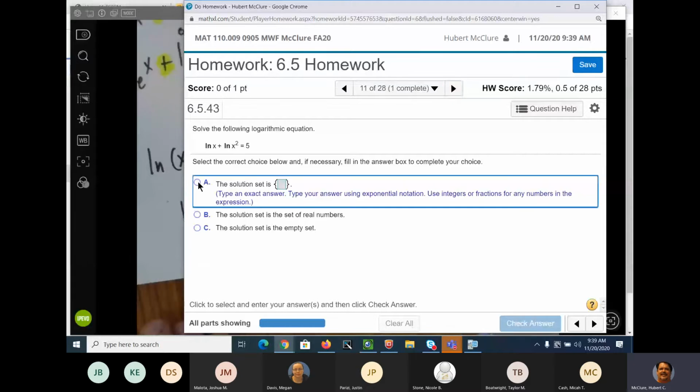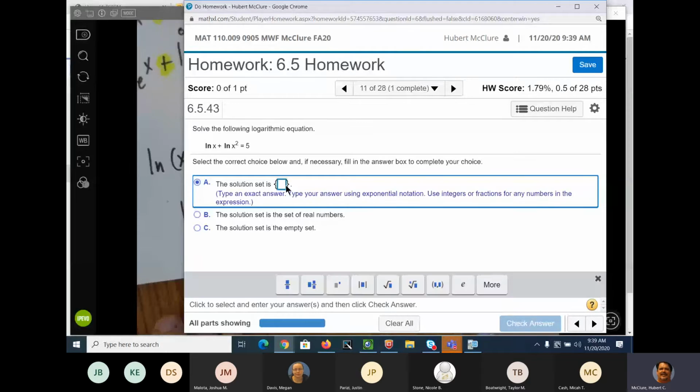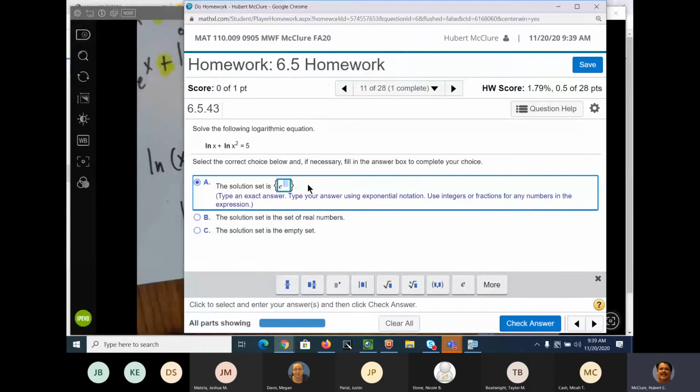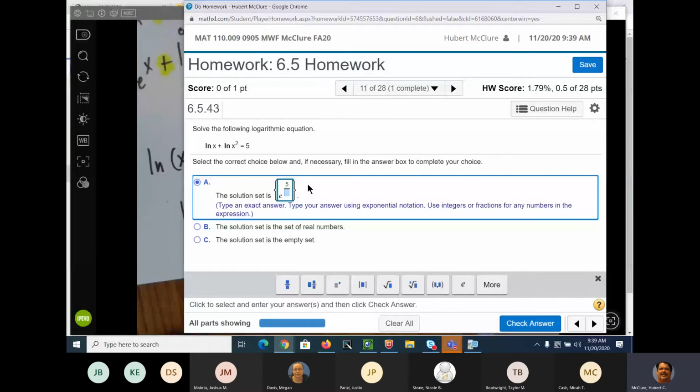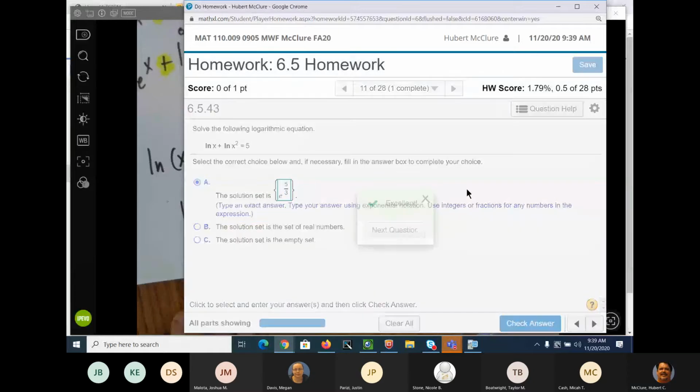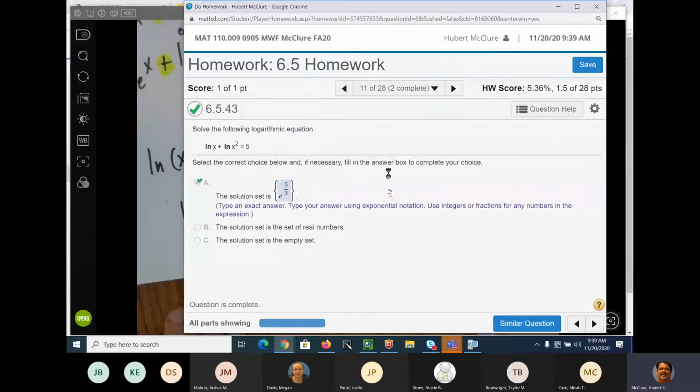So they want the actual cube root. I'm going to write e to the 5/3 to see if they like it. E exponent 5/3. Oh, wow, it took it. That's it.